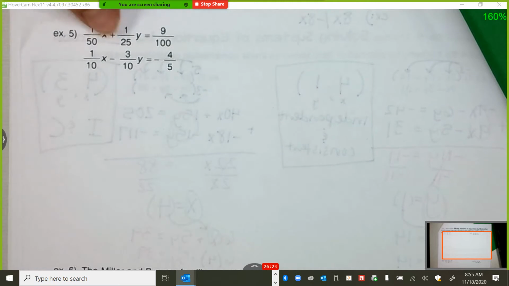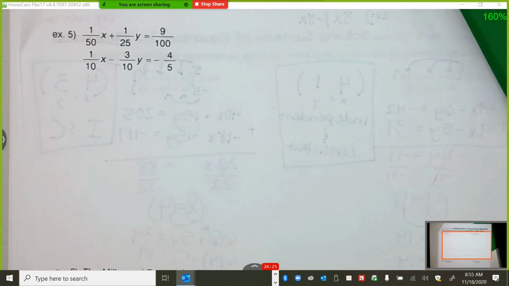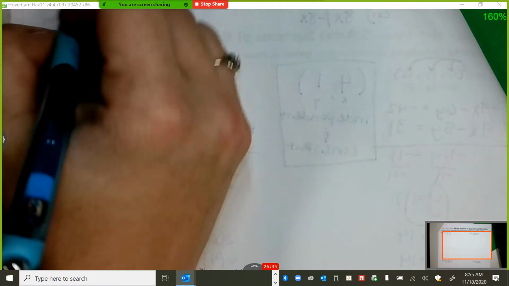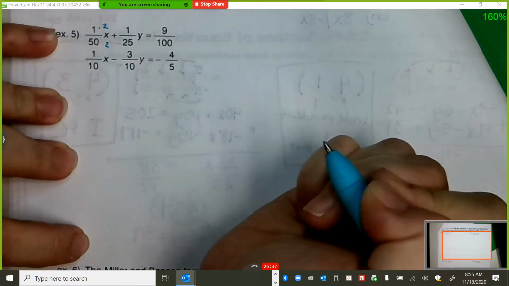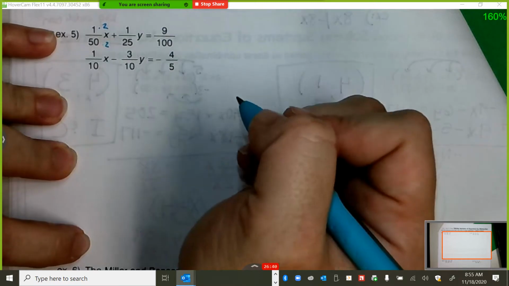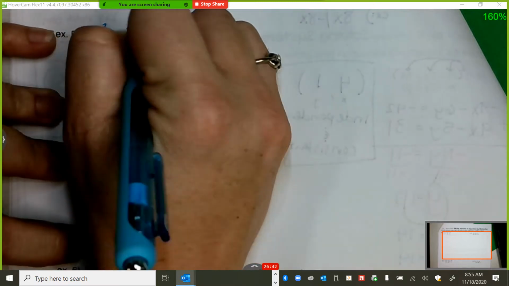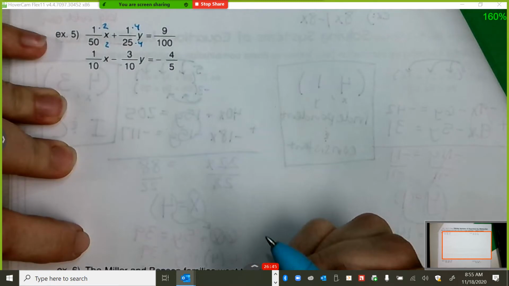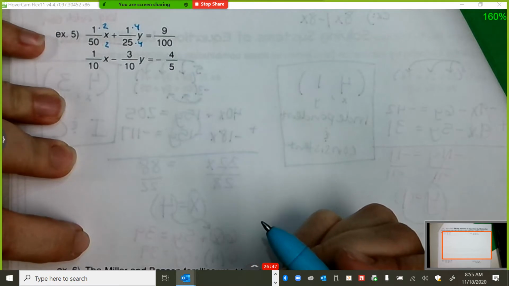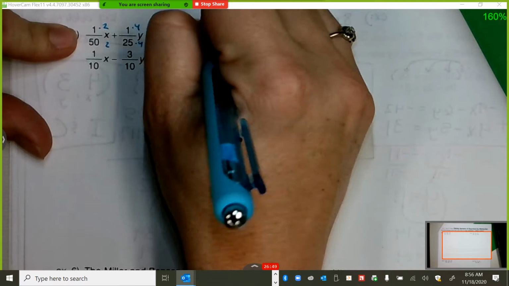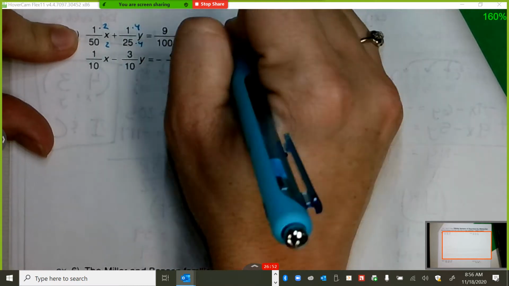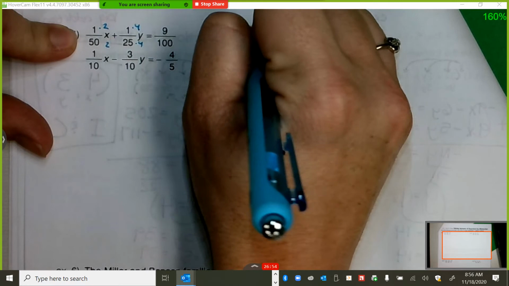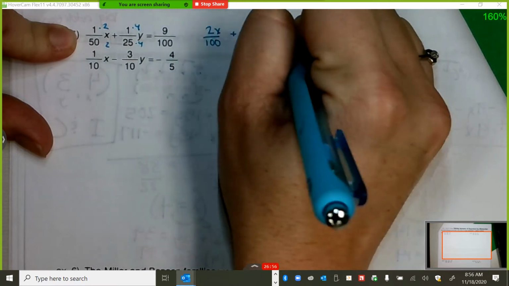Can 50, 25, and 100 turn into something the same? What can they all turn into? 100. 50 times what is 100? So remember, multiply top and bottom by 2. 25 times what is 100? 4. Okay, and this is already 100, so there's nothing we need to do for it. So we end up getting 2x over 100 plus 4y over 100 equals 9 over 100.